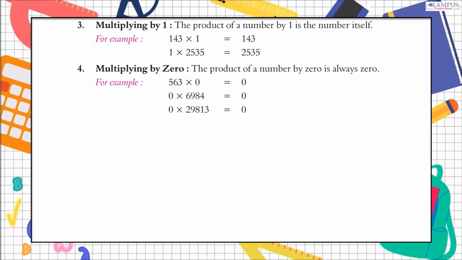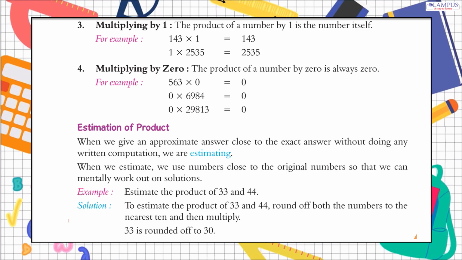4. Multiplying by 0. The product of a number by 0 is always 0. For example, 563 times 0 equals 0. 0 times 6984 equals 0. 0 times 29,813 equals 0.